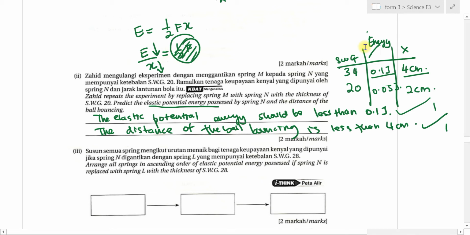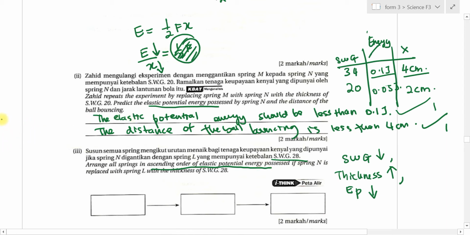Now, we can see when the thickness is increasing. First of all, if your SWG is decreasing, that means your thickness is increasing. That means when your thickness is increasing, your potential energy is also decreasing. Now we have spring L with SWG 28. So you need to arrange all the springs in ascending order of elastic potential energy.